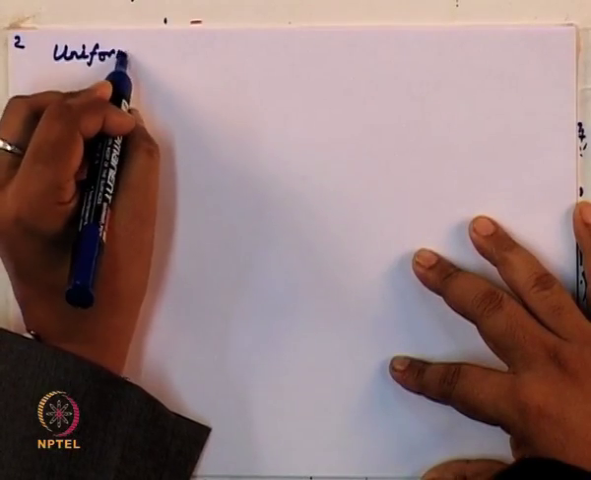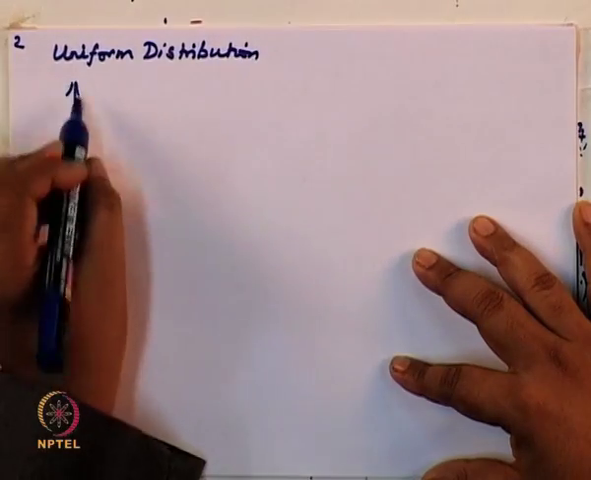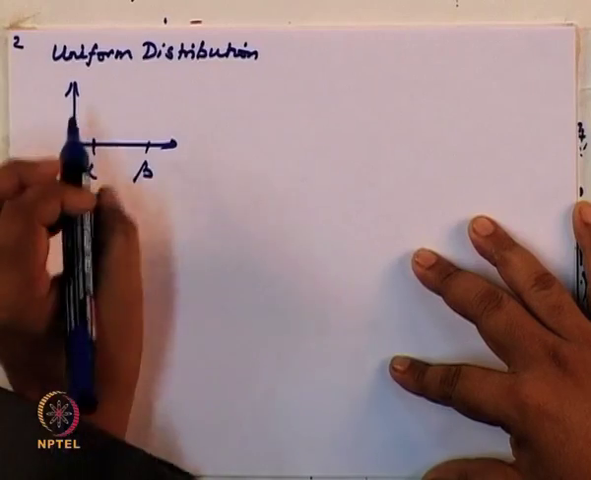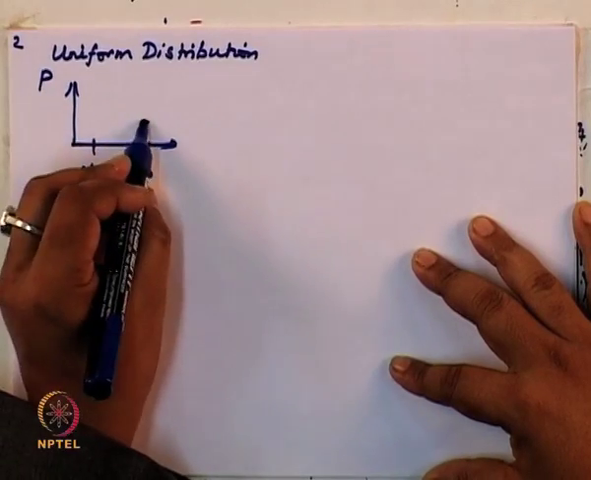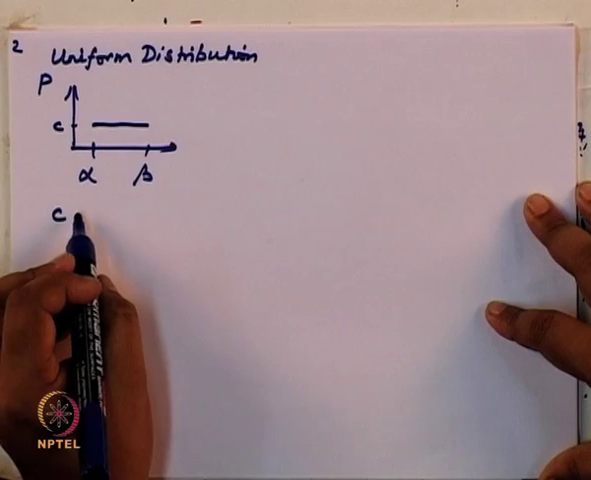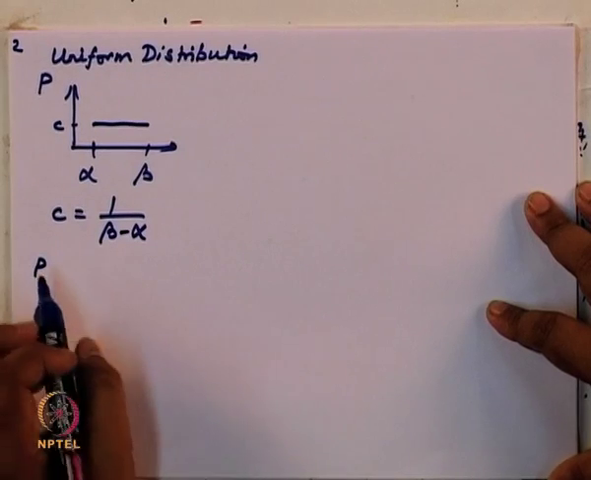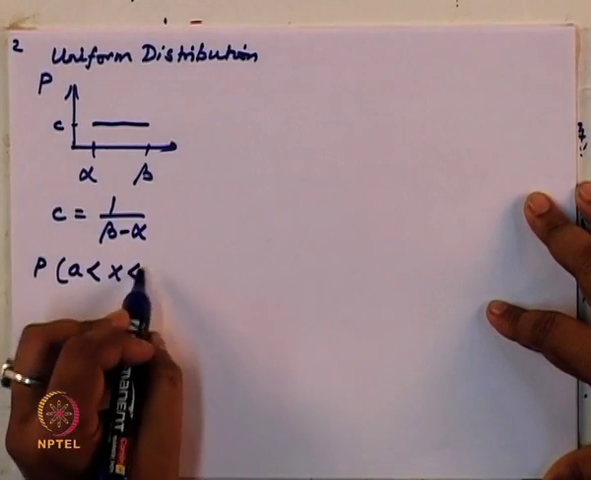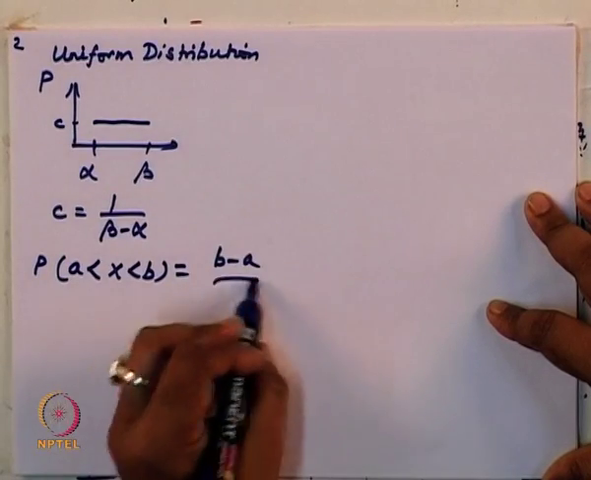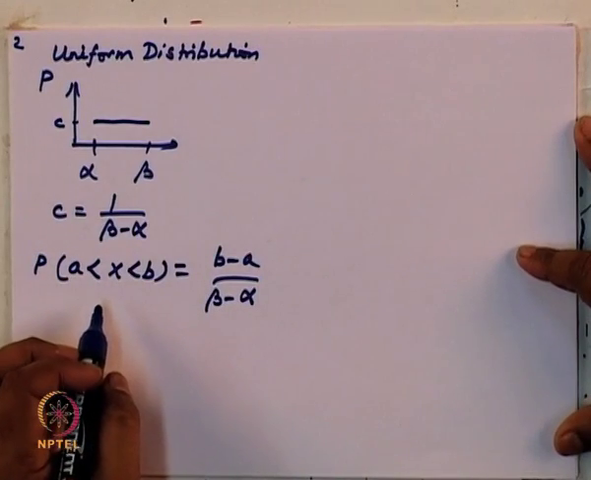Other than the Poisson distribution, the other distribution which we discussed yesterday was the uniform distribution. For a uniform distribution in a range alpha to beta, your probability is uniform, it is a constant. This constant c is nothing but 1 by beta minus alpha. So, probability of a less than x less than b is nothing but b minus a by beta minus alpha.